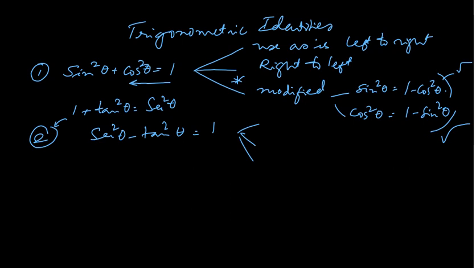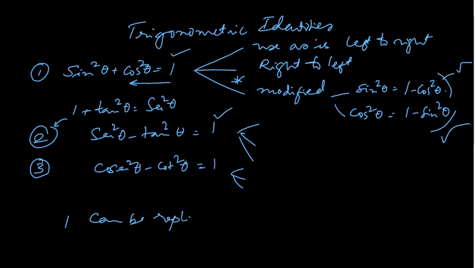Why I recommend this is, let me see the third one also. You have cosecant square theta minus cot square theta equals 1. So why do I put them like this? Wherever you see 1, the 1 can be replaced by either this or this or this.